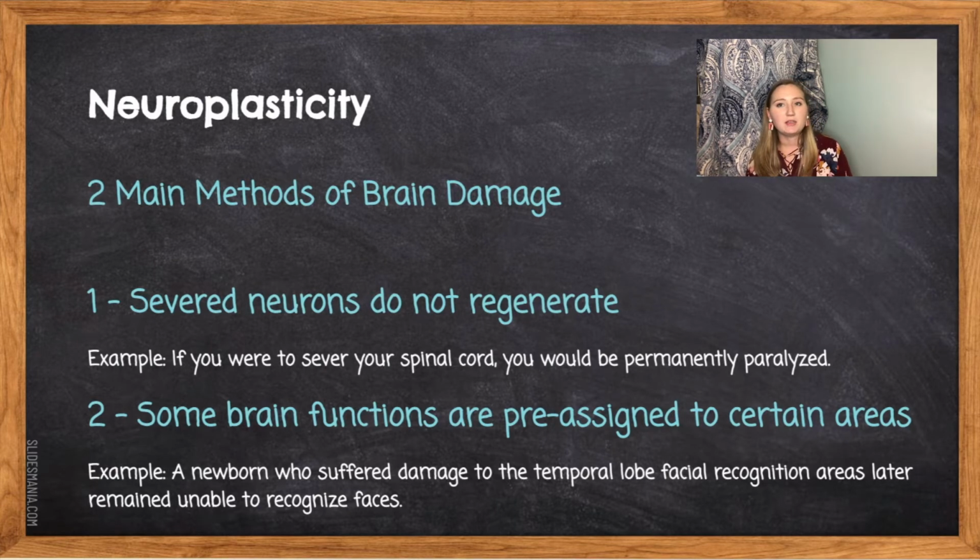The second method of brain damage is that certain brain functions are pre-assigned to certain spots on the brain. And so if you damage a specific spot on the brain, you can damage your ability to do something. For example, a newborn who suffers damage to the temporal lobe facial recognition areas is never really able to recognize faces for the rest of their lives. So it's a more localized version of brain damage.